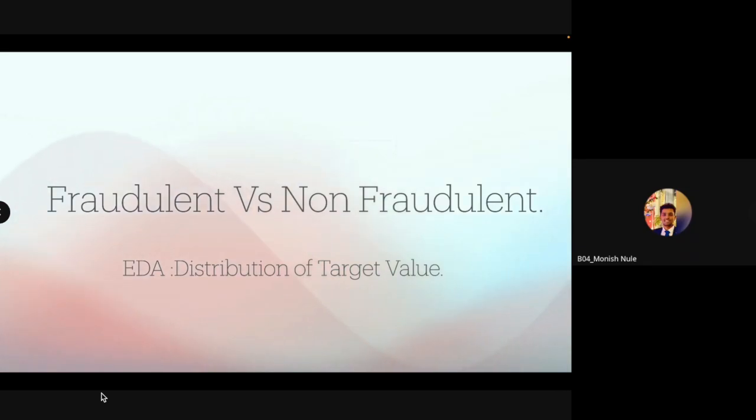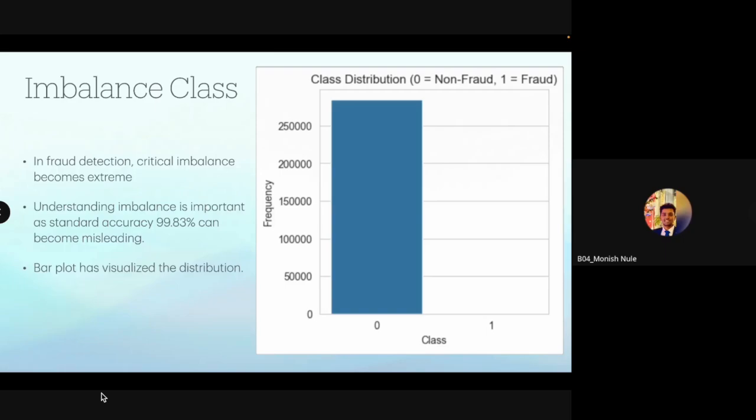So today, fraudulent versus non-fraudulent. This is the beginning of EDA, exploratory data analysis, the distribution of the target value, which is the class value. In the class value, zero is non-fraudulent and one is fraud transactions. We can clearly see this is highly imbalanced data, which has extreme outliers, and understanding the imbalance is important, as the standard accuracy represented by the zero class is 99.83%.